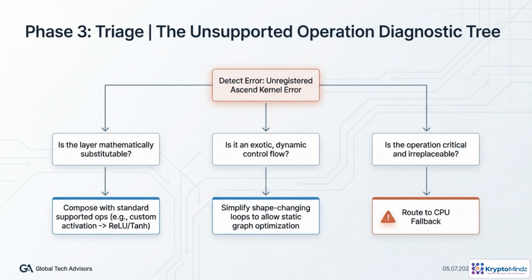When you hit an unregistered Ascend kernel error, treat it as a triage problem, not a dead end. First, ask whether the layer is mathematically substitutable. Many custom activations or normalizations can be rewritten using combinations of standard supported ops without changing model behavior much. If that doesn't work, check whether the issue comes from exotic dynamic control flow or shape-changing loops. Simplifying those often lets the compiler generate a valid static graph. Only when the operation is truly critical and non-substitutable should you deliberately route it to a CPU fallback path.